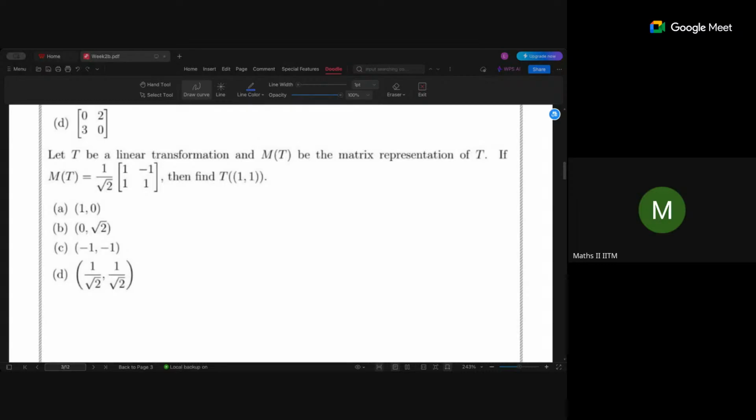This is again a simple question. Are you all trying? Note that the first column is representing the coordinates of T1 and the second is representing T2. Remember that you have a 1 by root 2 multiplied to all these numbers. Keep that in mind.